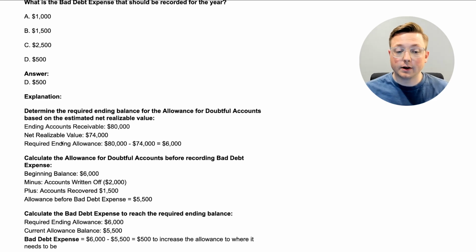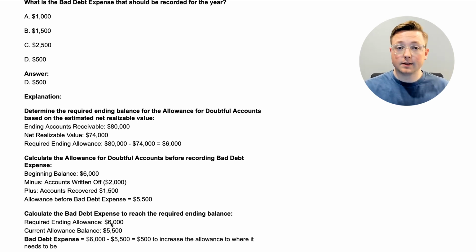But now that we've figured out what the ending allowance should be based off of the net realizable value and our ending receivables, we then go down here, we take the required ending allowance, which again we figured out up here, we subtract the current balance, and that tells us how much we need to have as a bad debt expense to get from the $5,500 that we're currently at for the allowance for doubtful accounts up to what we think we need, which is the $6,000. So the bad debt expense in this case is $500 to get up to the $6,000 that we think is required to have in the allowance for doubtful accounts.